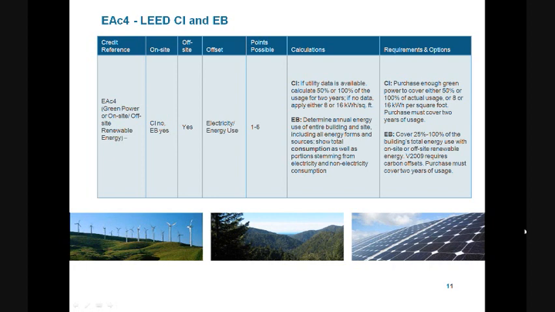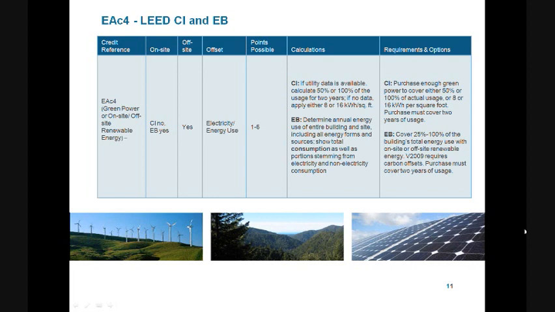And the calculation: if it's a commercial interior and it's sub-metered, then you're going to have your data and you calculate either 50 or 100%. If you don't have your data, which is more often the case, you use LEED specified default figures of 8 and 16 kilowatt hours per square foot. For existing buildings, you are going to have a statement of energy performance from Energy Star. So you'll have your numbers, and it'll be pretty easy.